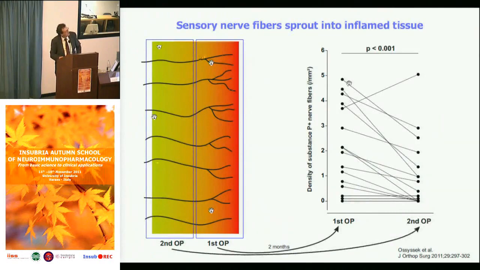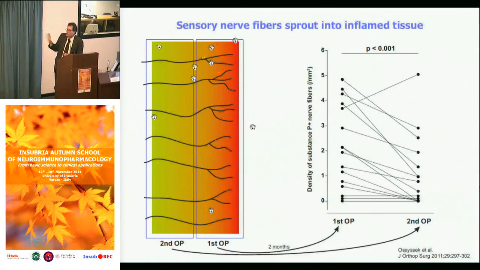And indeed, you see with each patient, this is a patient, and this is the same patient. This is a patient, this is a patient. This is a patient, you lose the sensory nerve fibers. So there is clear indication that in the outer area of the synovial tissue, there was hyperinnervation.